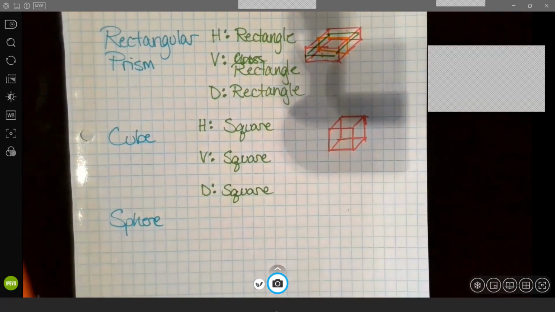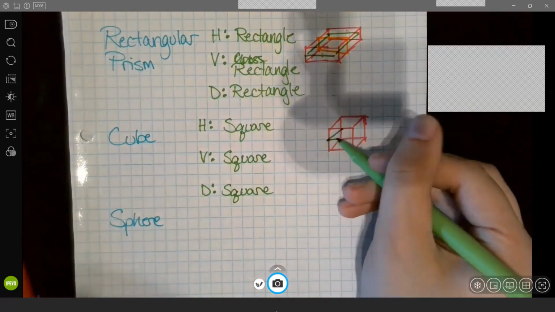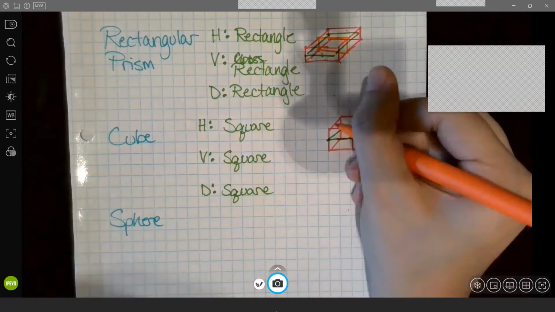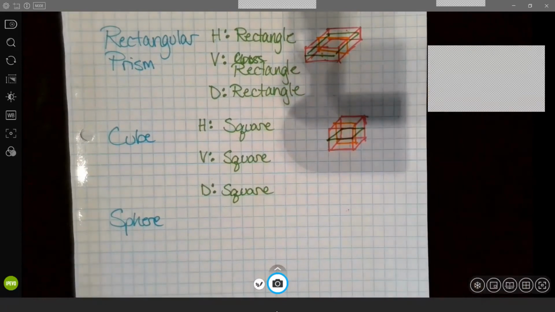And that's all you need to know. If I cut horizontally, I get a square. If I cut vertically, I get a square. And if I cut diagonally, I would have gotten a square.